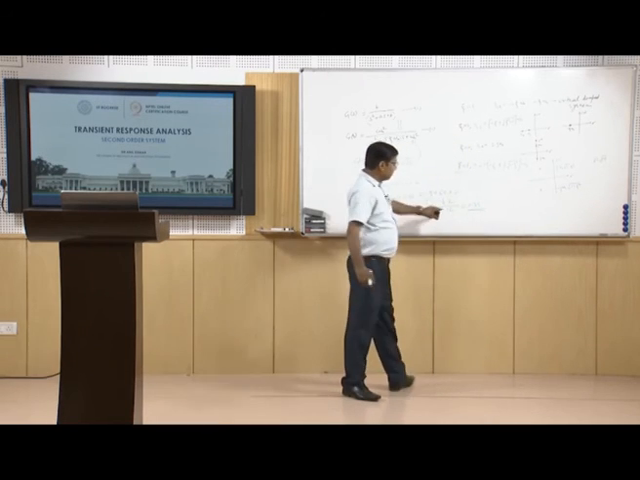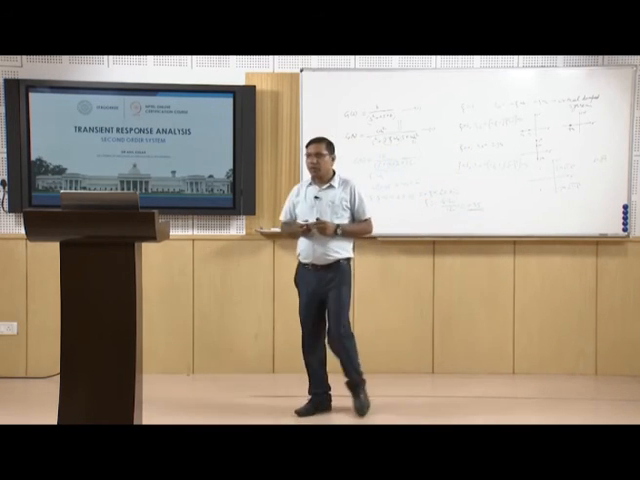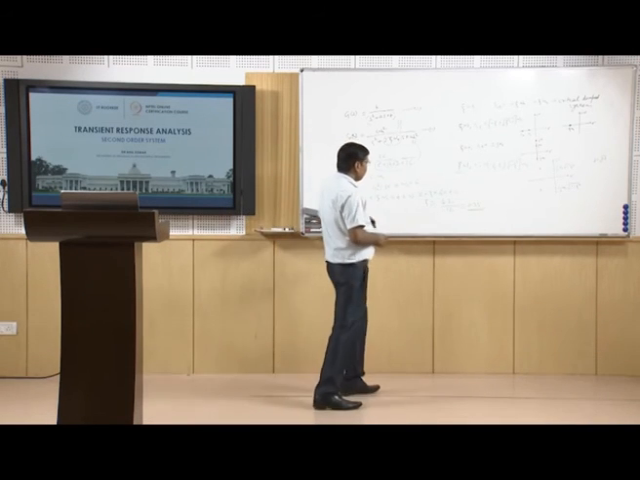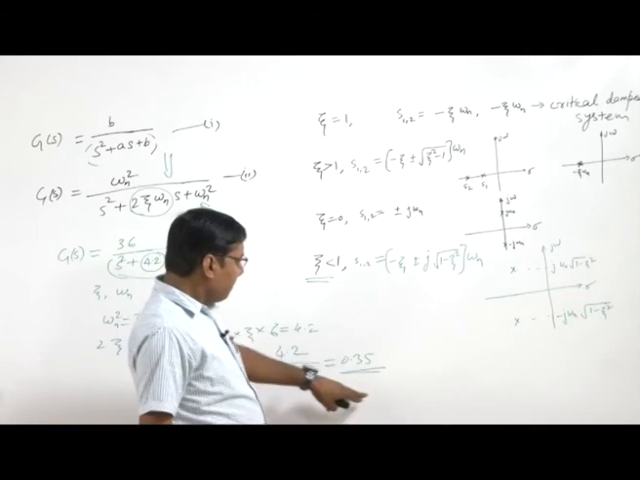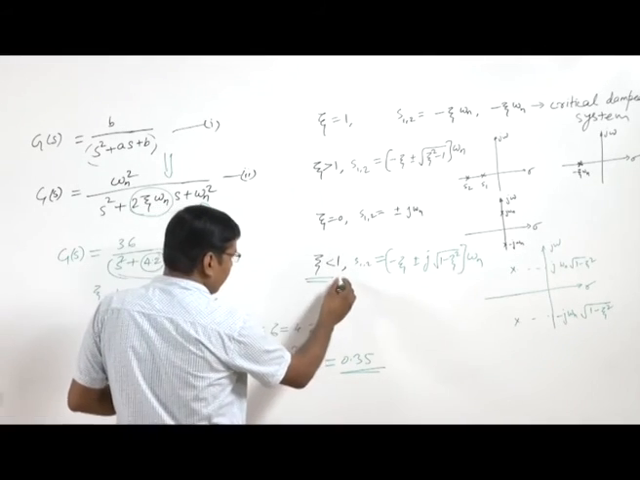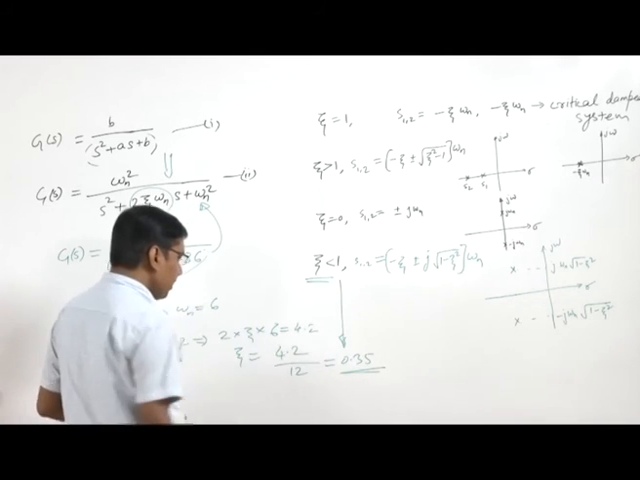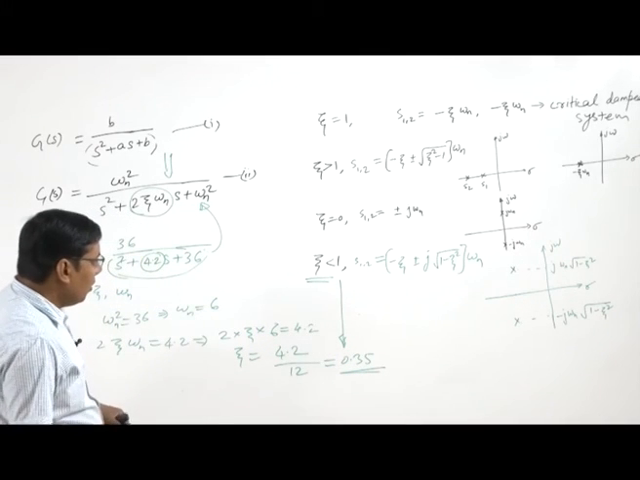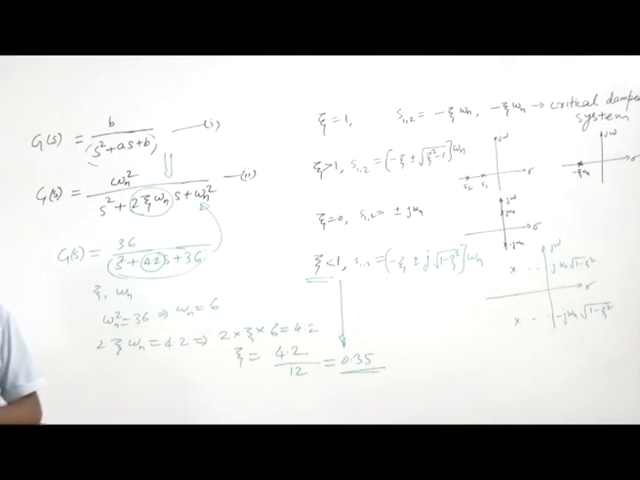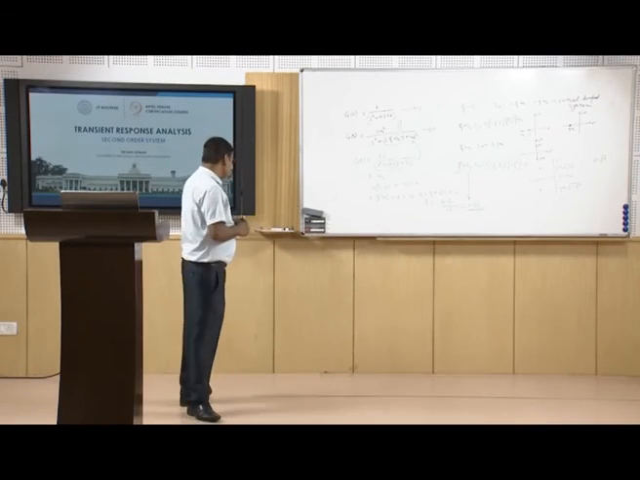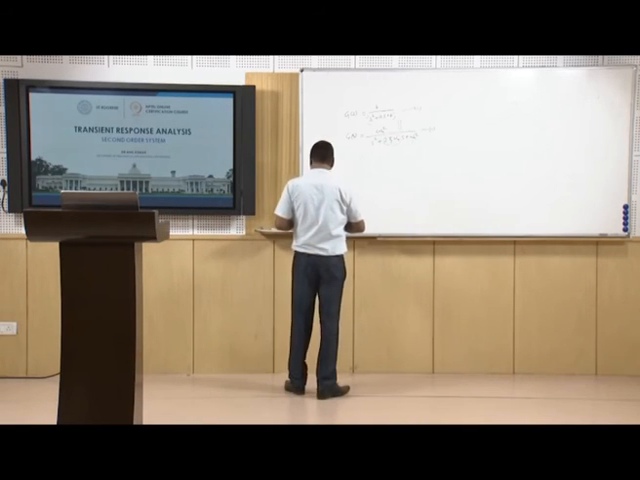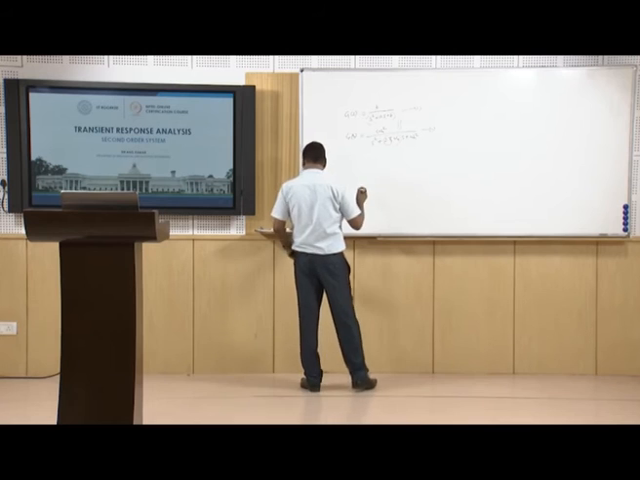So we can see that damping is 0.35, and therefore zeta is less than 1. So this is an underdamped system, and the natural frequency of the system is 6. Omega n is 6. Now let's take some more examples.